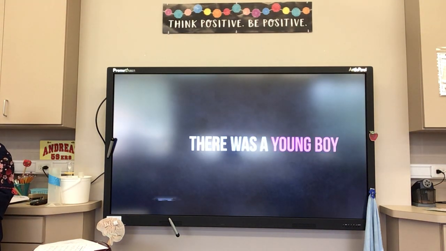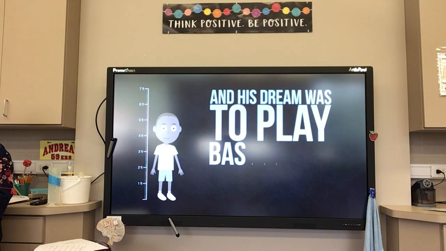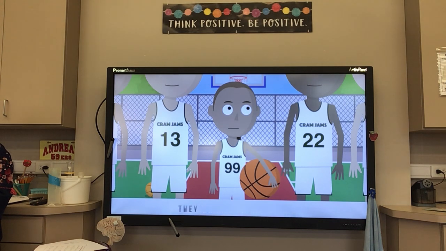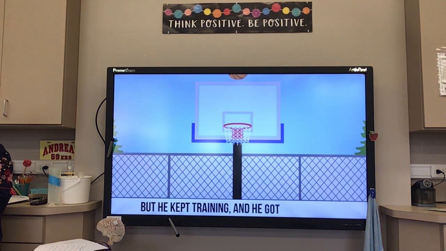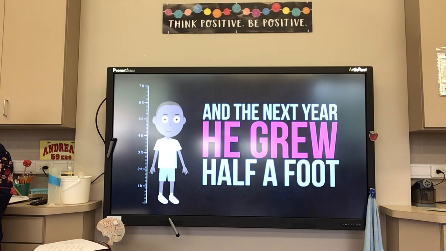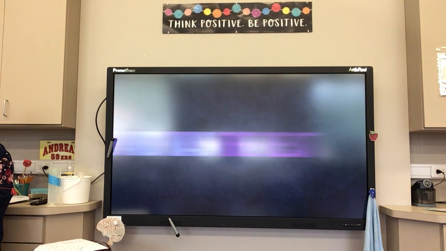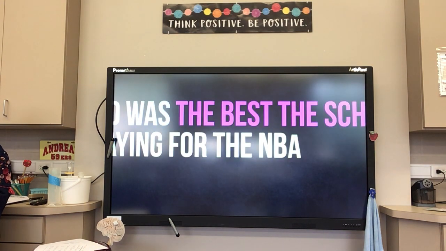There was a young boy, he wasn't too tall, and his dream was to play basketball. They tried out for the team, they said he was too short. They put him on the bench, wouldn't let him on the court. But he kept training and he got really good. And the next year he grew half a foot. He made the team and was the best the school has had to date. Later he ended up playing for the NBA.